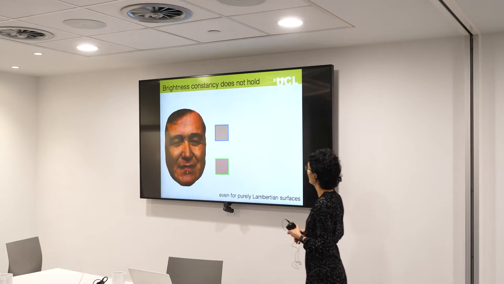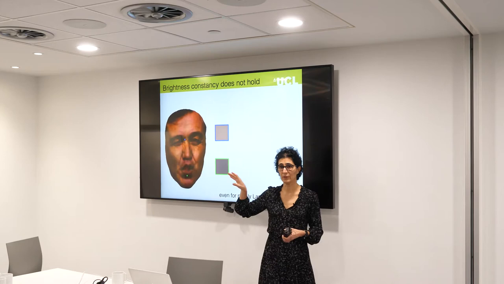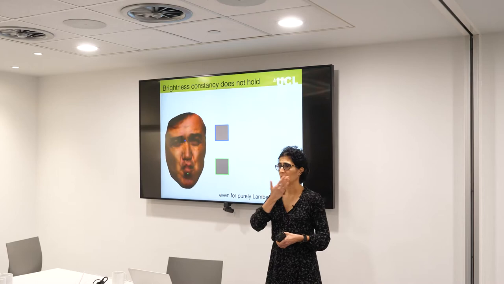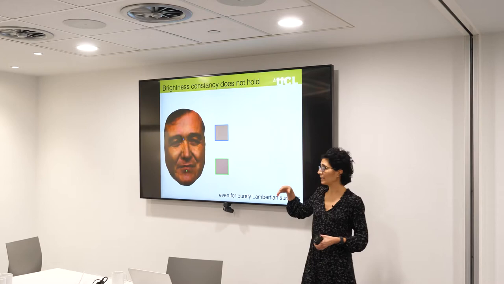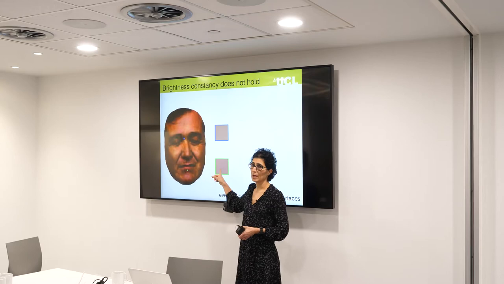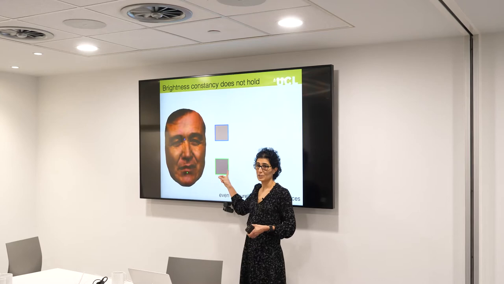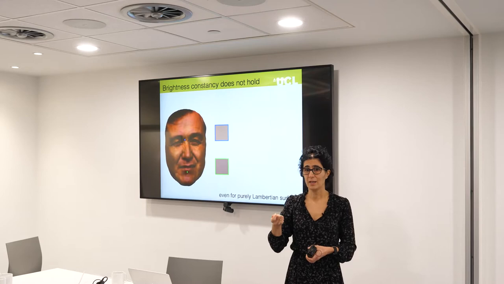Here we're seeing a synthetically generated video where we have a 3D face, so we have the geometry, and we've created some albedo. We've synthesized a purely Lambertian surface, so there aren't any specularities here. We've picked a couple of points on the surface, and we're looking at the brightness of that pixel over time. We've got two different points, and we can see that brightness is not constant over time, right? So our idea of imposing brightness constancy is actually incorrect.